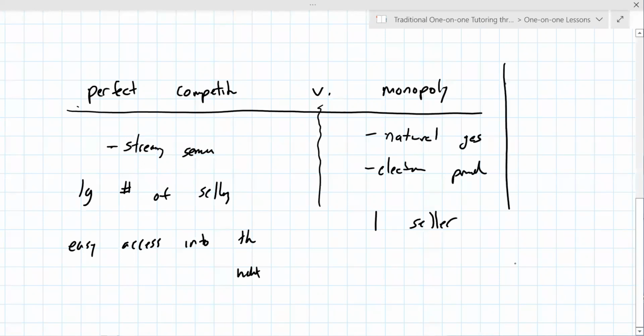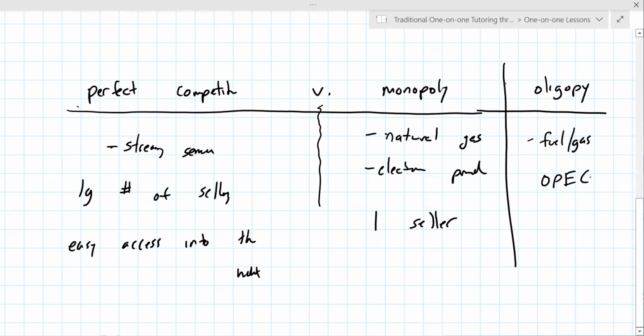There's a few other things we can talk about like MRs and MCs and all that, but let's keep it high level for a moment. Do you remember an oligopoly? It's much closer to a monopoly. Do you remember what that is? It's like worse. Okay, so fuel or gas is kind of a big one that most people think of. OPEC, the oil producing countries in the Middle East. They're much closer to a monopoly than anything else.